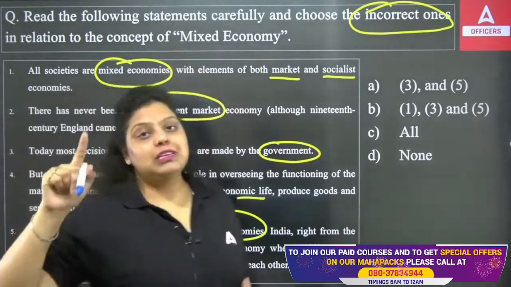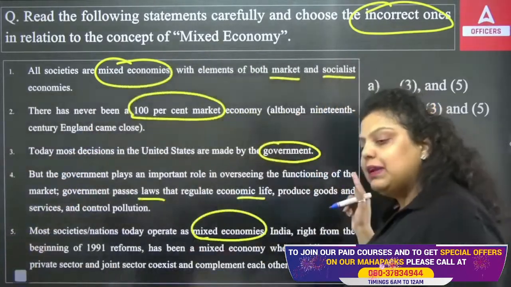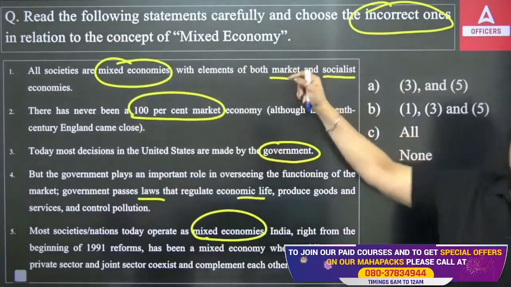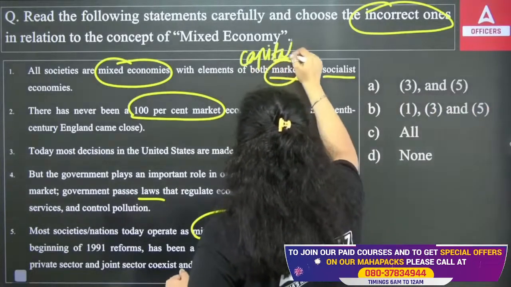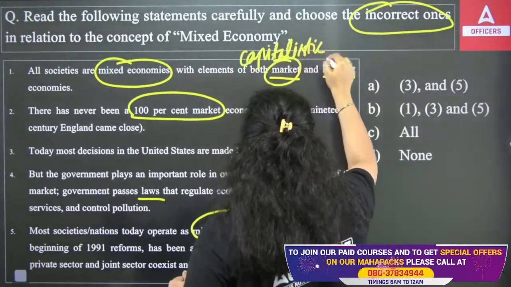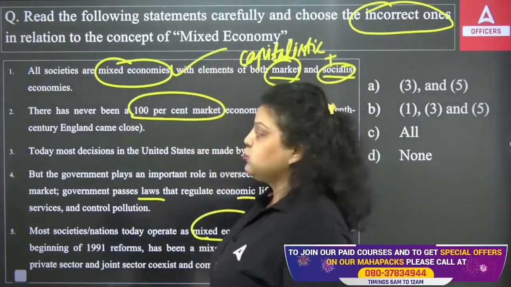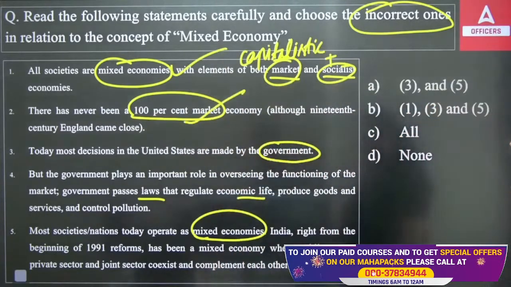Socialistic economy is also known as a command economy or a planned economy. Capitalistic economy is also known as a market economy or the laissez-faire economy. So market economy means capitalistic. So when there is a capitalistic economy plus a socialistic economy, that's a mixed economy. This is true. First is true. Second is also true. There has never been a 100% market economy.